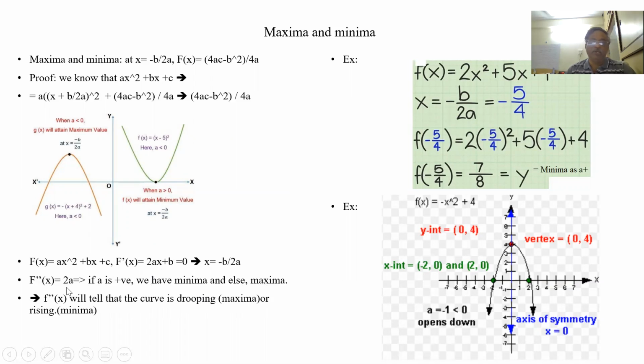What do you mean by f double dash x? F double dash x positive means the slope is increasing after f dash x. That means this is the minimum value from where the slope increases on both sides. Slope is going up. But in the other case, when a is negative, slope is reducing. So here is a maximum value. Afterwards, it is only sliding. Slope is minus.